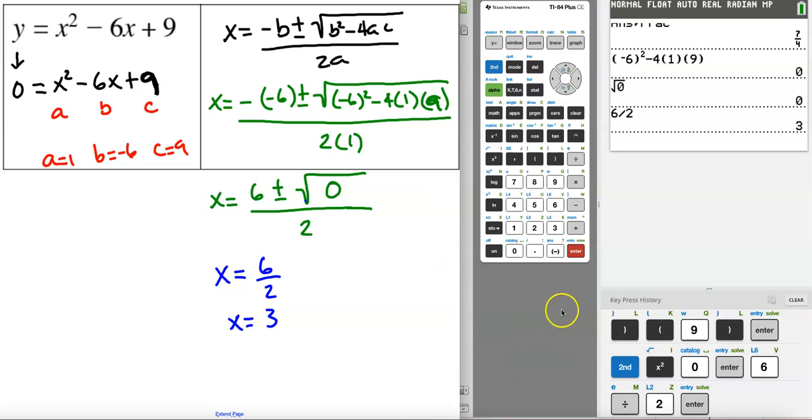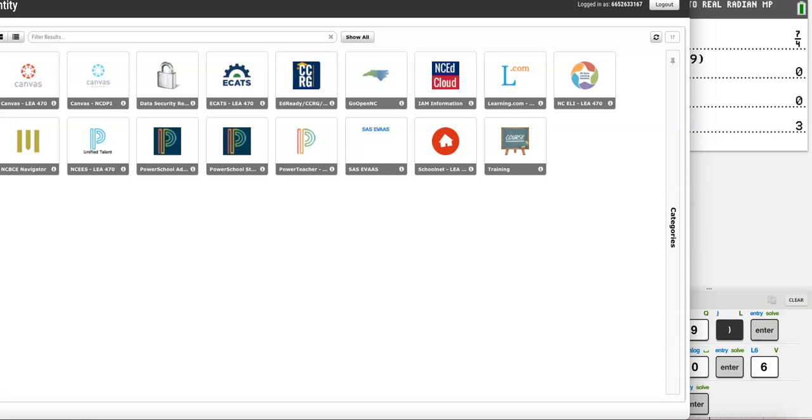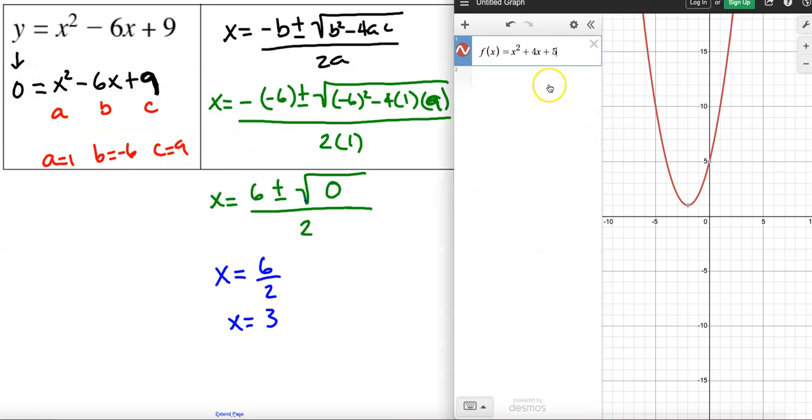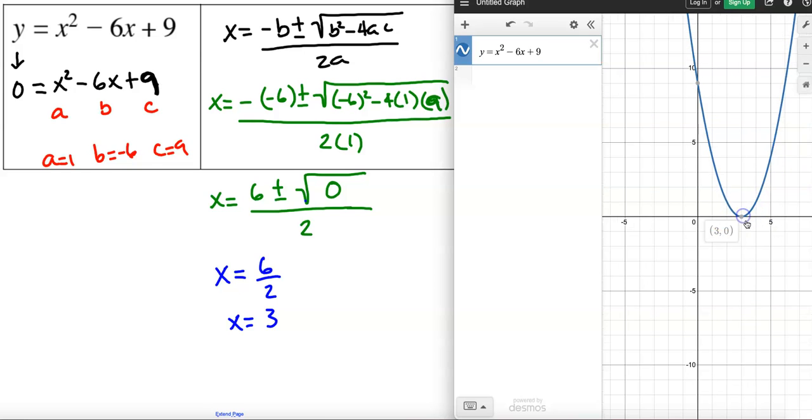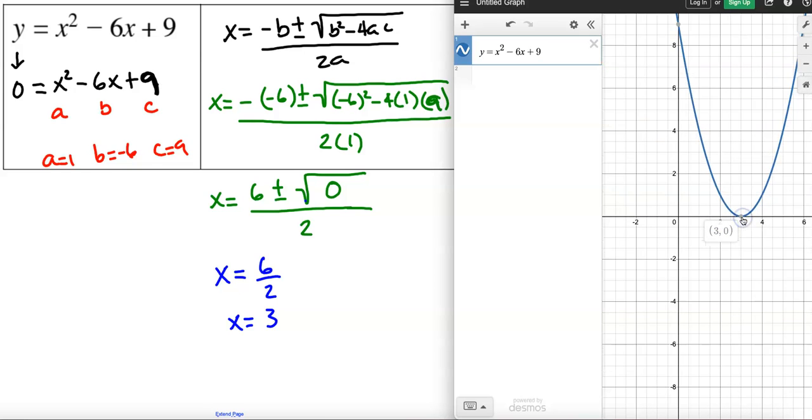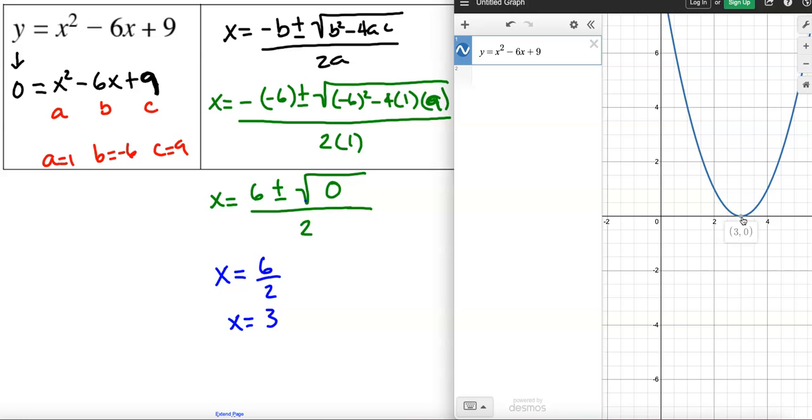If I wanted to check this, I could, oops, sorry. My first mistake this time. So I could go to Desmos and I can plug that equation in. So I got y equals x to the second power minus 6x plus 9. And so I graph that, and I can see right here is the point where it crosses the x-axis. Okay, so this is our solution.